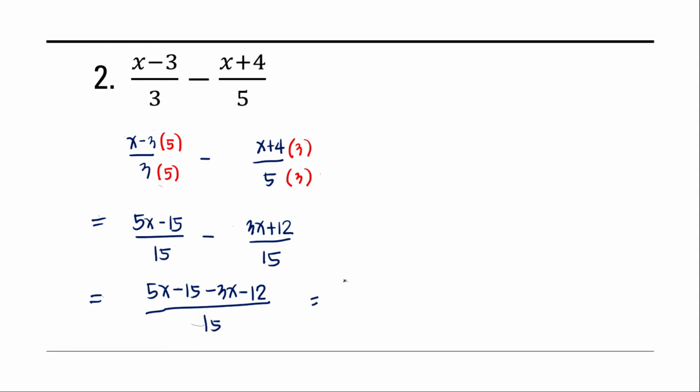5x minus 3x will give us 2x, negative 15 and negative 12 will give us negative 27 over 15. So this is already our answer.